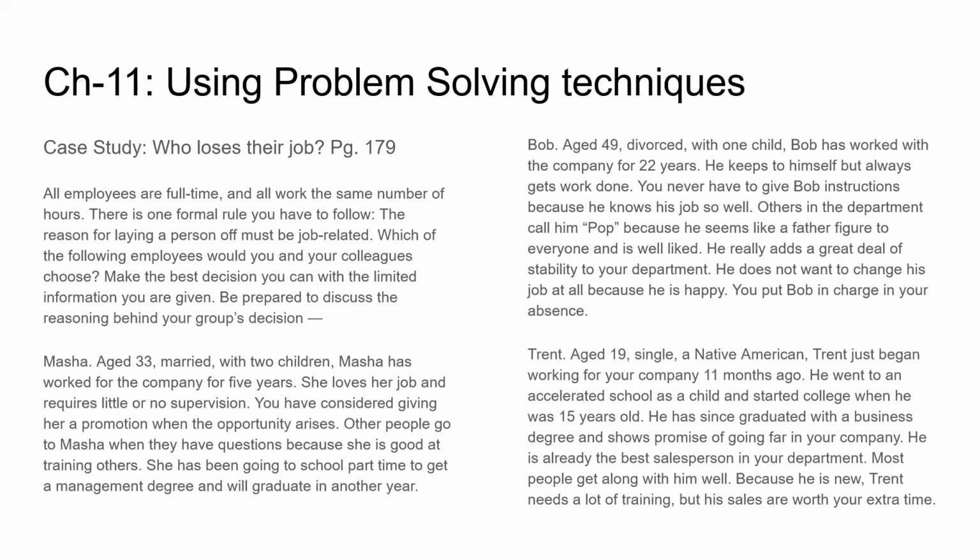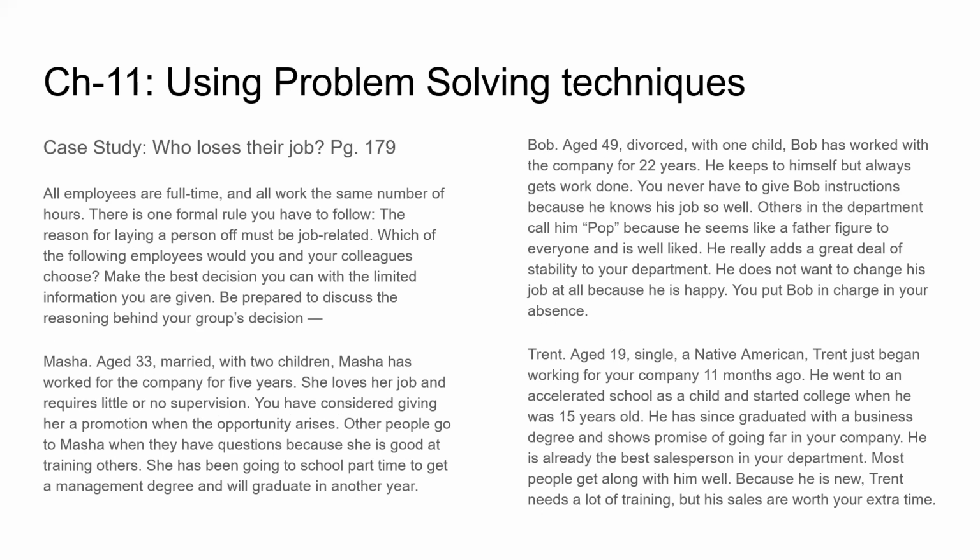So Masha's 33, married with 2 children. She's worked at the company for 5 years, loves her job, requires little or no supervision. You have considered giving her a promotion. Other people go to Masha with questions. She's good at training others. She's been going to school part-time to get a degree and will graduate in another year.